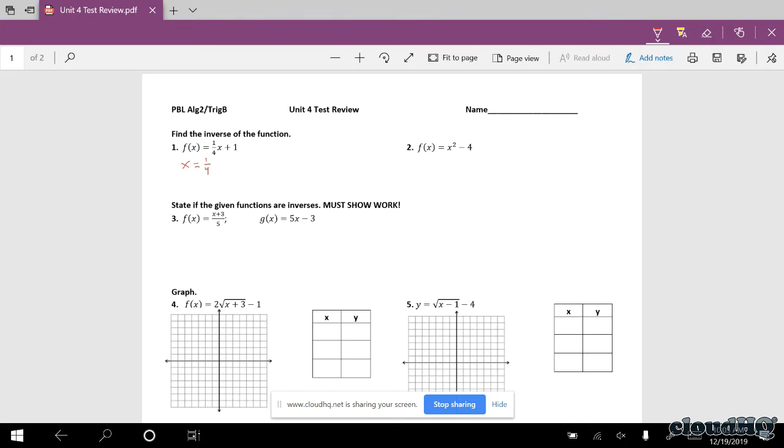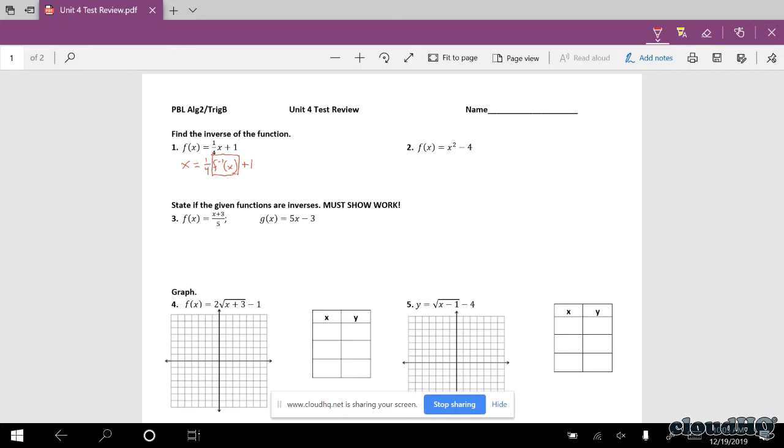So the x becomes an f of x, but I am going to give it that little notation of inverse, that exponent of -1, and then it says +1 up there also. So that's step one, is to switch your x and f of x around. Step two is to now solve for your f of x. We're going to try to get this alone.